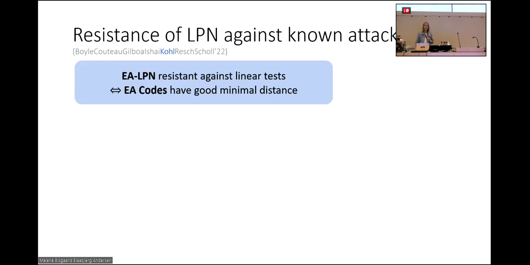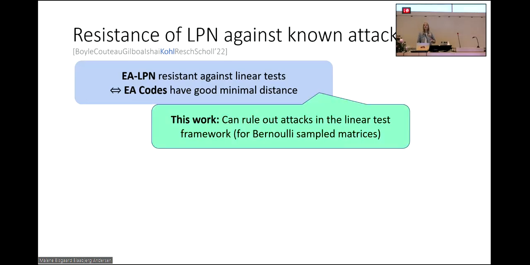So basically, to show that something like a dual assumption resists linear tests, you should look at the code generated by the transfers and show that it has good minimum distance. This has been folklore, and I think it was formally written down in the Silver paper. And we can actually show this. We have a theoretical analysis where we can rule out attacks in the linear test framework, which rules out a lot of attacks, for Bernoulli sampled matrices.